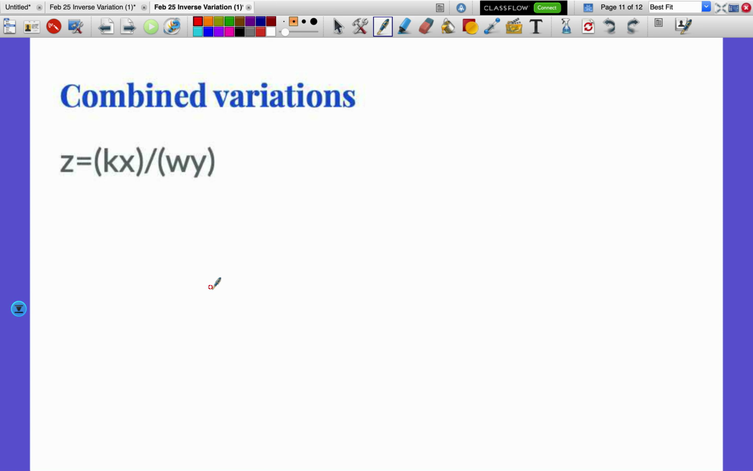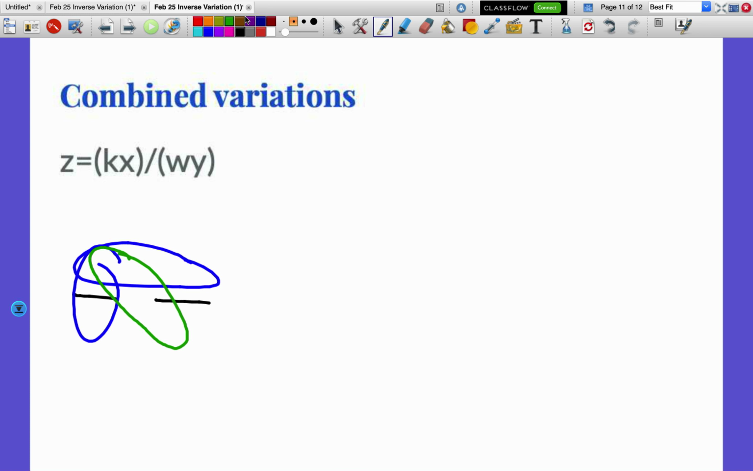All right. So combined variations. We can have multiple variations within the same problem. And I think that diagram earlier, where we did it like this is direct, this is inverse, is going to help us a lot. So direct, inverse. So let's turn this into a fraction equals a fraction by just making it z over 1 equals kx over wy.